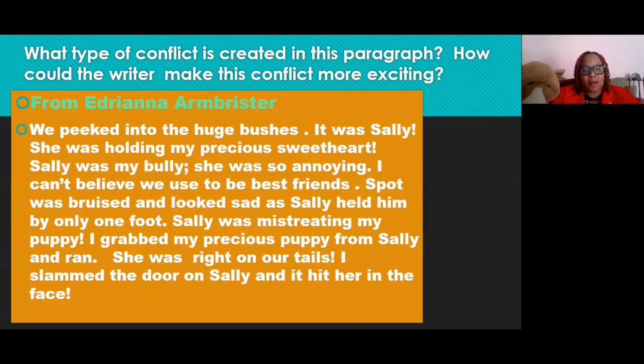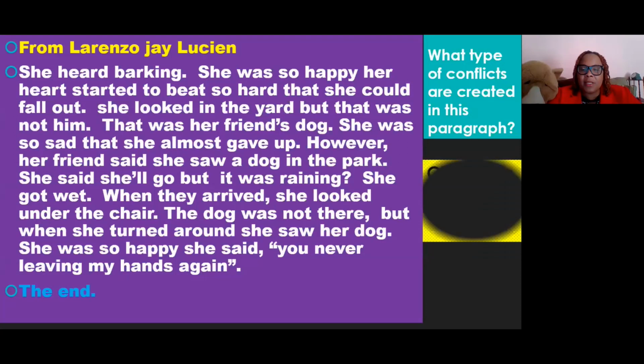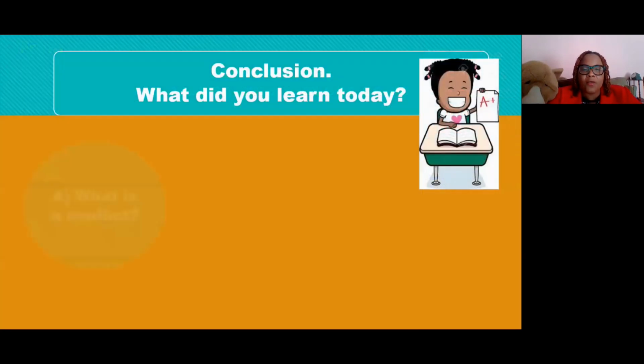And remember, when your conflict is exciting, your teachers are going to be excited to read your work. Okay, and you were correct in saying this was a character versus character writing. So this is an example of character versus nature. So this is the conclusion. What is conflict? What did you learn today? What is conflict?